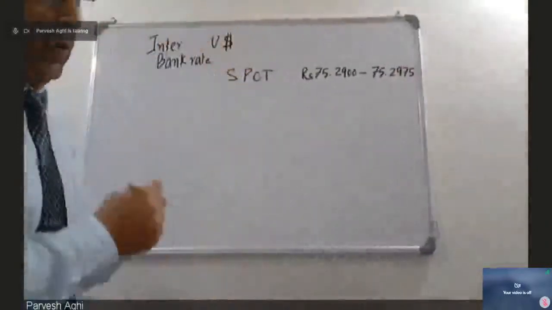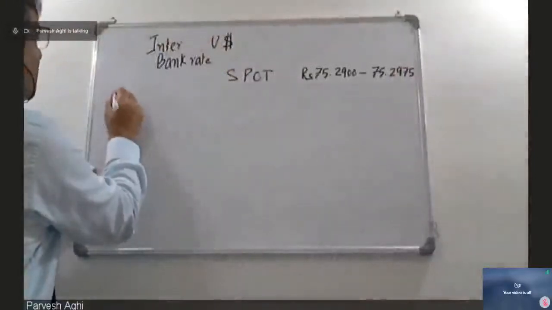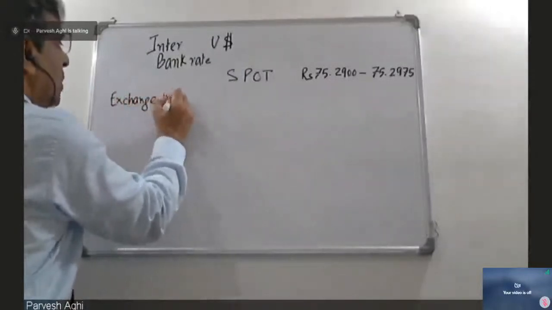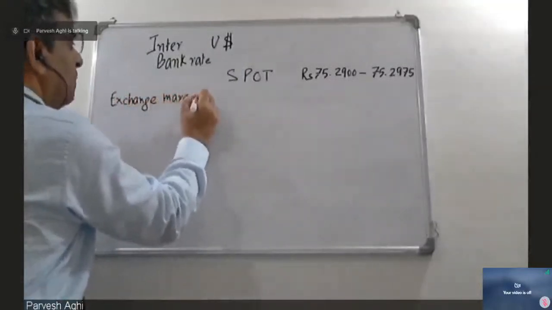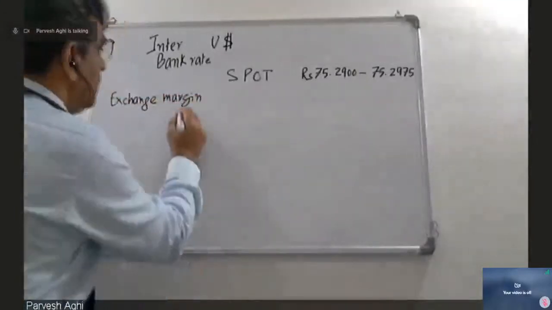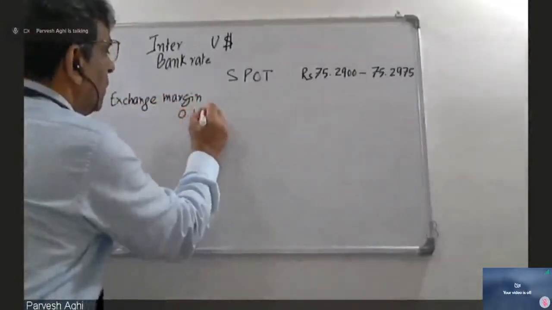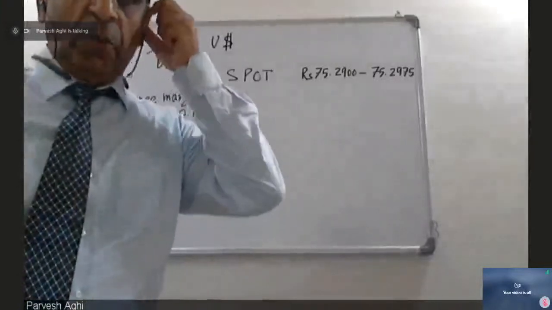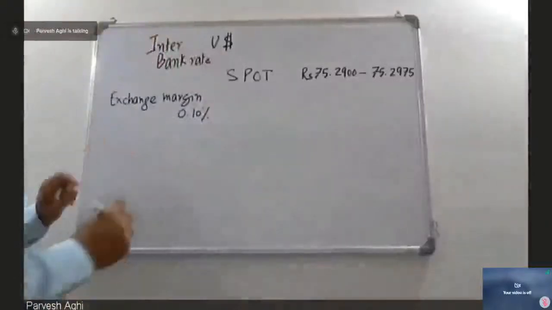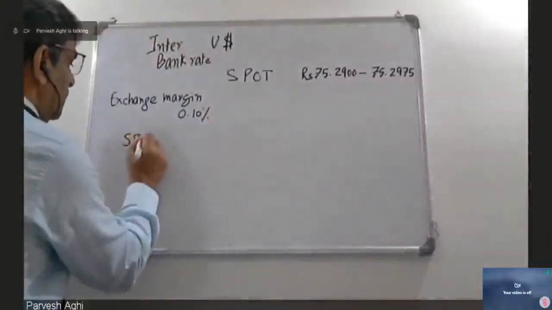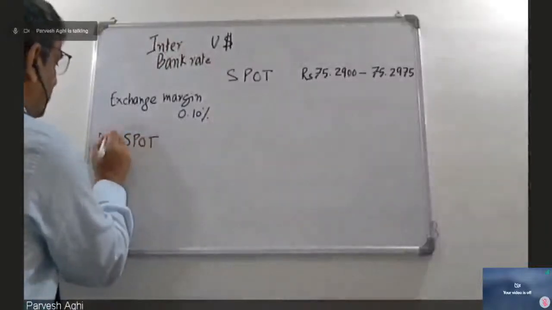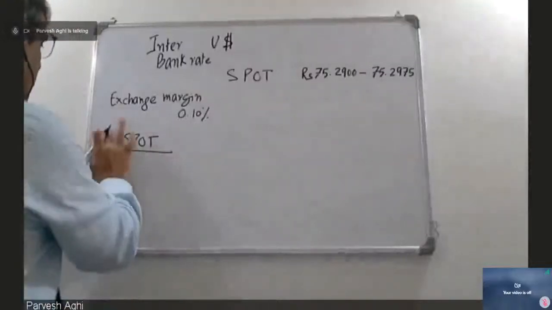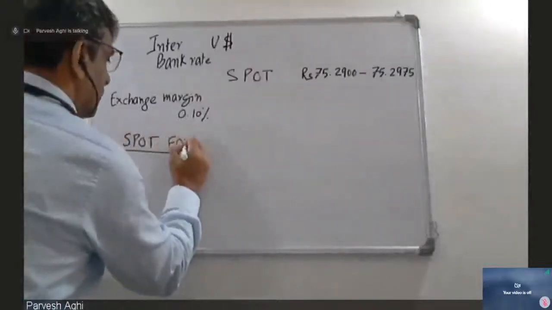Now, it is also given that the exchange margin, which the bank charges, is 0.1%. So this is the margin which the bank charges from the customers. We have to determine the spot rate for merchant customers, or we can say the merchant spot rate.